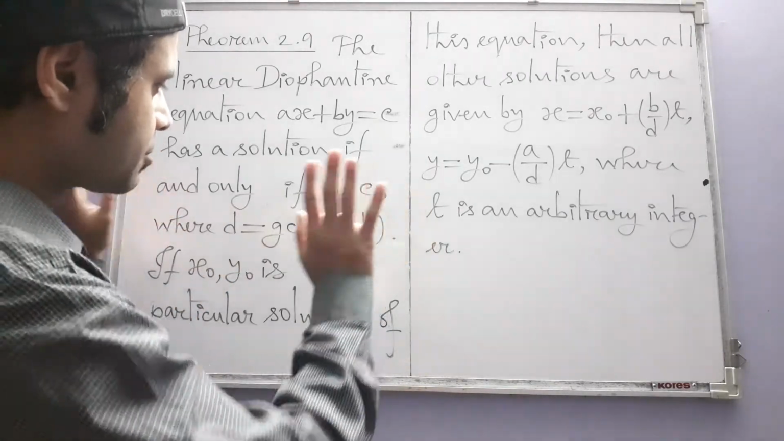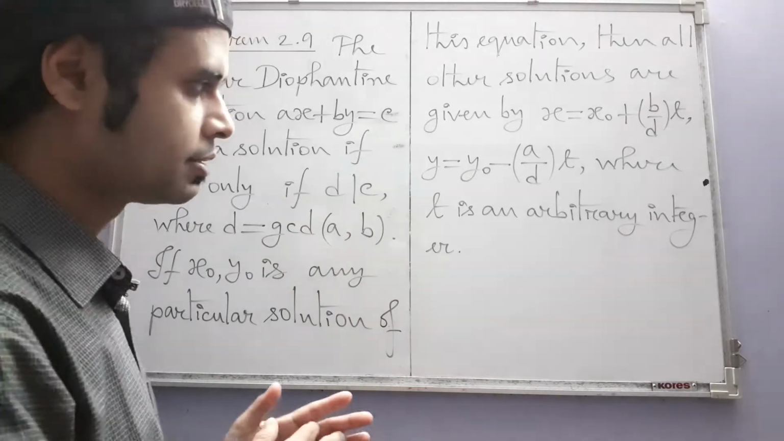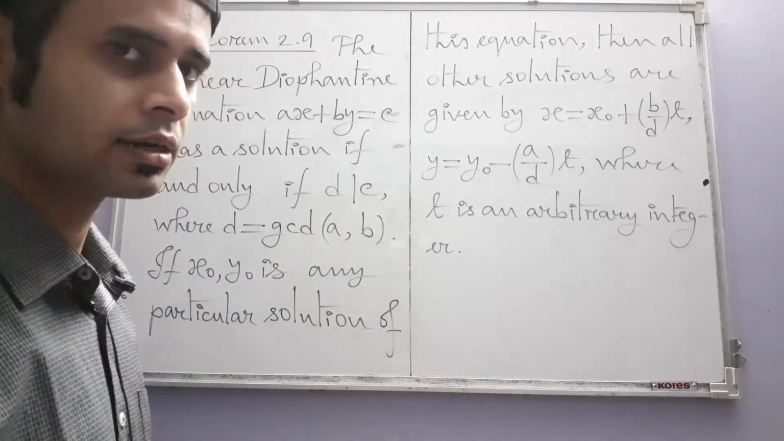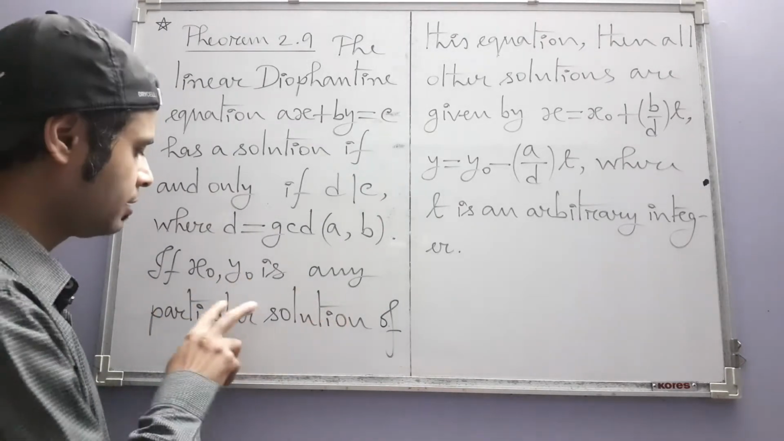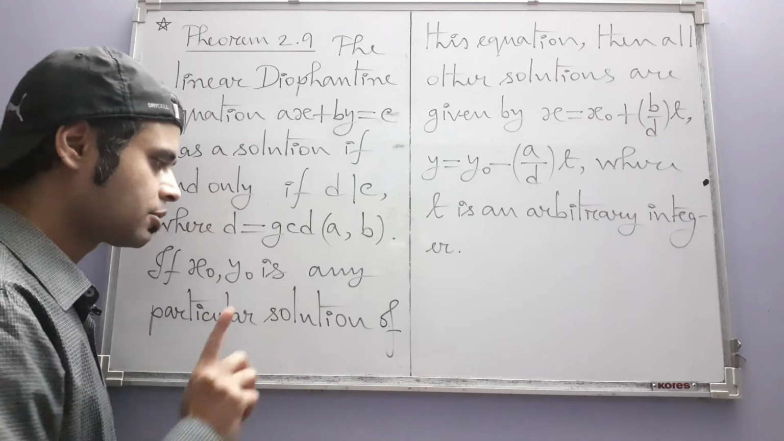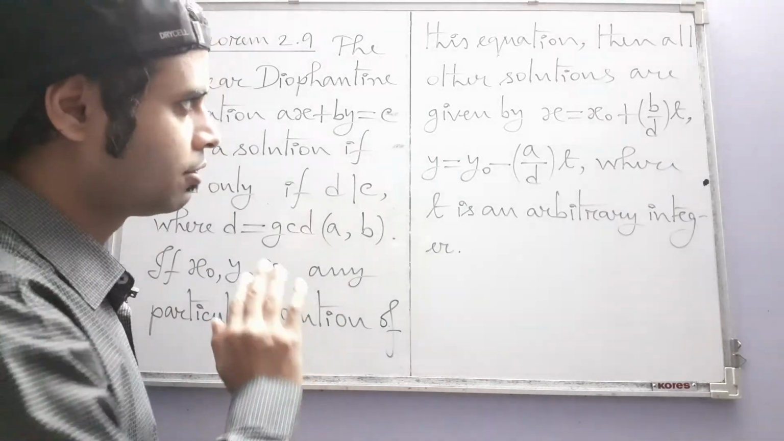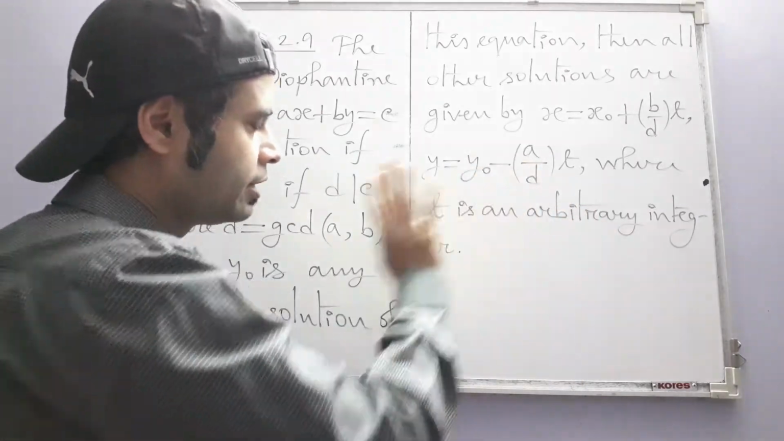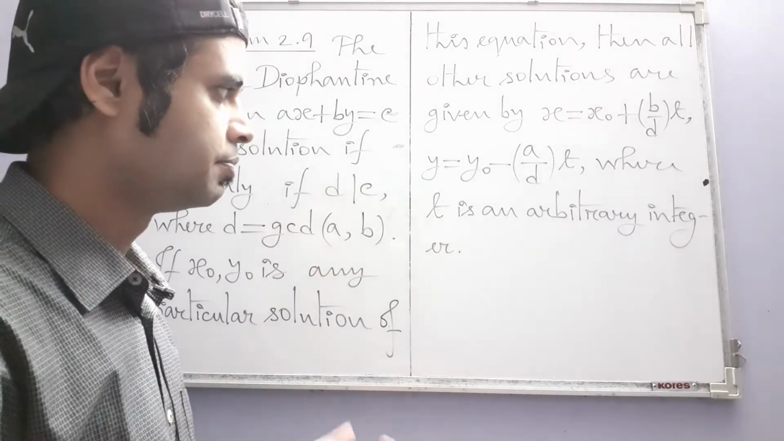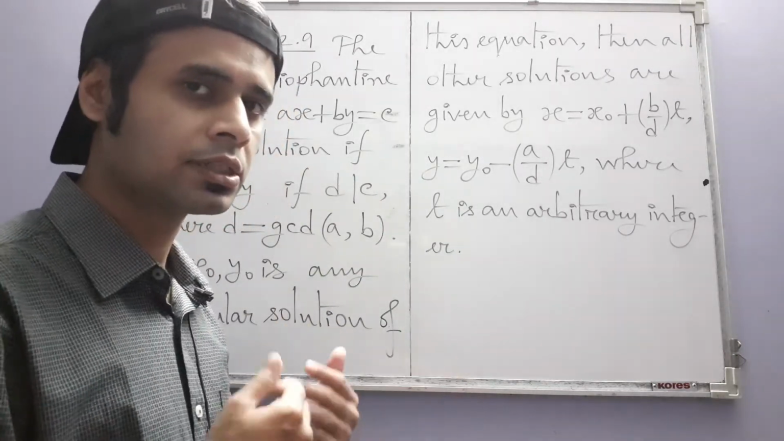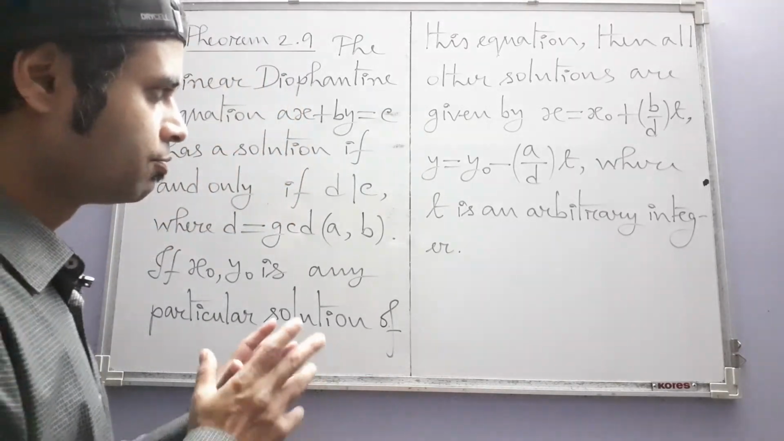So this part has already been proved, but there is this second part also, which tells us exactly what all the solutions are. So if the integers x0 and y0, whatever they are, constitute one solution, any particular solution to this equation, then all the solutions look like this, where t is an arbitrary integer. That is, you vary t over the set of integers, you get the solutions. So now we need to prove this second part.